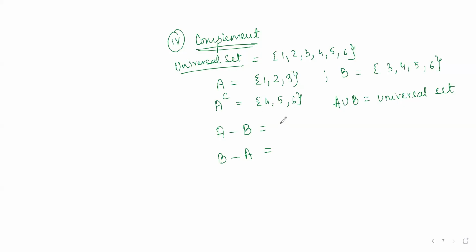Do it now. So A minus B can be represented as A intersection B complement. B complement, and A intersection with that. That means everything in the universal set but not in B and common with A. That is A minus B. And B minus A, no prizes for guessing: B intersection A complement. Okay? So this is how you express it.